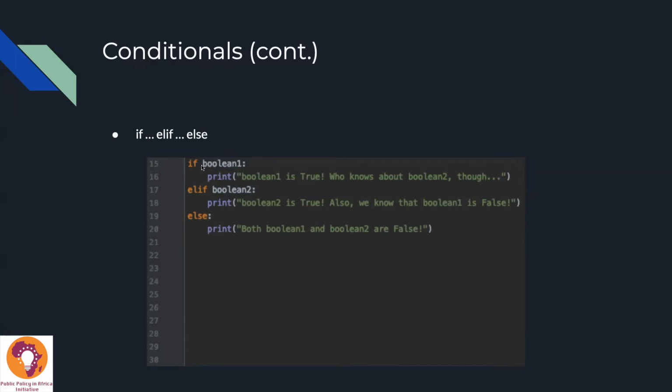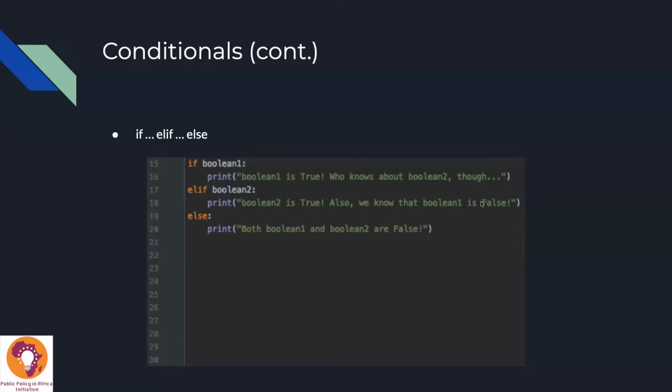So they all could evaluate to true theoretically, but whichever one evaluates to true first is the one that's actually executed. So we have if Boolean 1, we print Boolean 1 is true. Who knows about Boolean 2? Because we haven't evaluated Boolean 2. But if Boolean 1 is false, then we would come to the elif block and we're going to check the value of Boolean 2. If Boolean 2 is true, then we'll print that Boolean 2 is true.